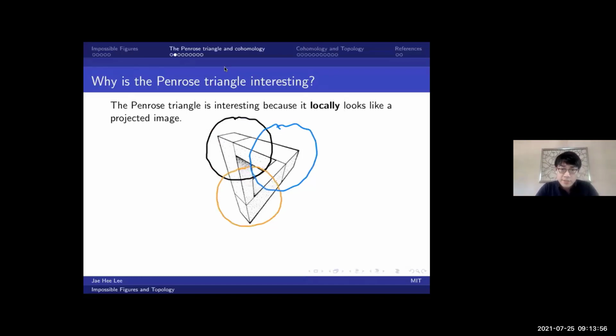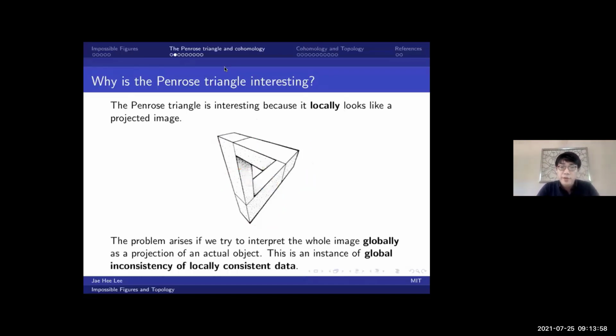And what is interesting is that if you try to interpret the whole figure as a projected image, then you arrive at some contradiction. If you look at this figure locally, at every little partial image, there's no inconsistency or contradiction happening. But if you try to look at all 3 parts at the same time, if you look at this globally, then you arrive at a certain contradiction. So this is where the problem occurs, and this is why it's interesting, right?